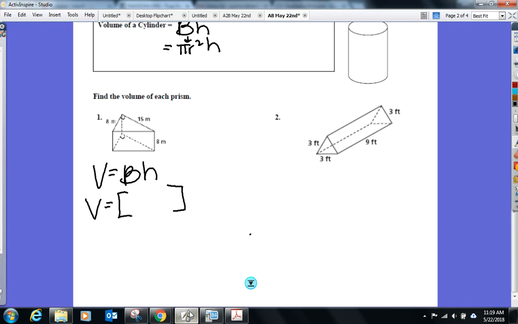How do I find the area of that right triangle? Which would be what in this case? 1/2 times 15 times 8. Everyone, that's big B right there. In the brackets right now is big B.